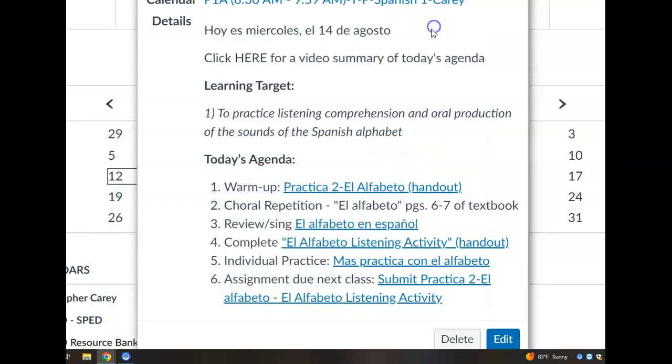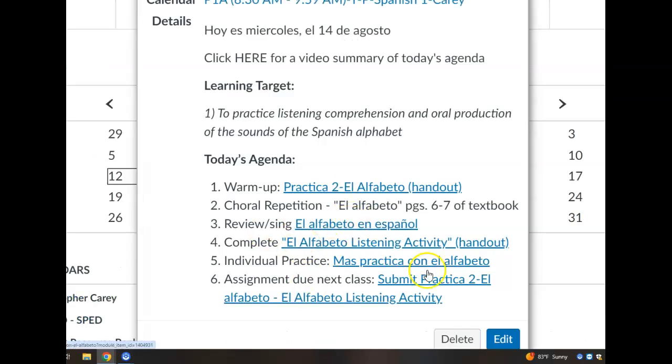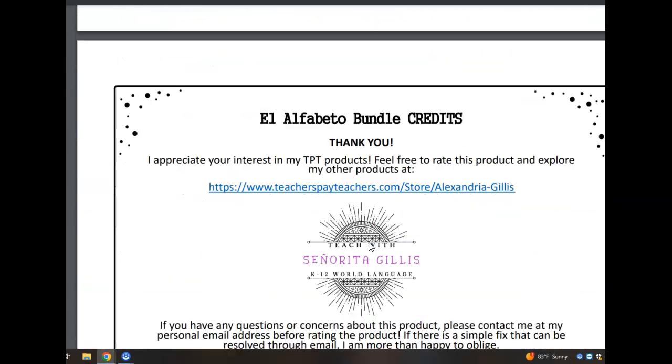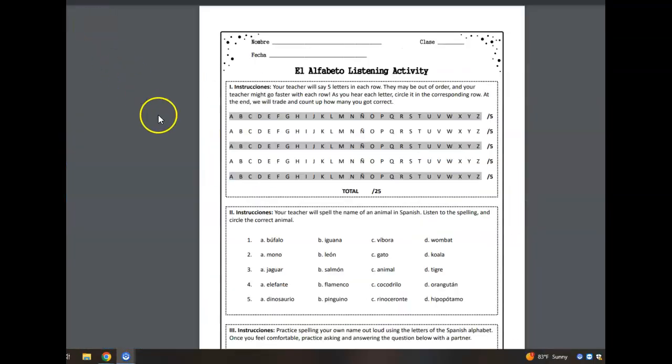After we go through the alphabet and, of course, sing, as we did last class, el alfabeto en español, we will complete the other side of the handout, which consists of 5 rows of the Spanish alphabet, and for each row I will say 5 letters. Circle the letter that you hear, and again, only 5 for each horizontal row.